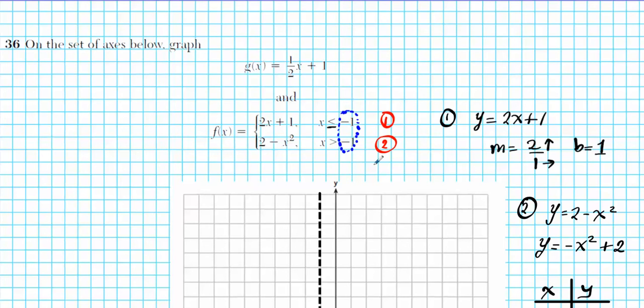So for the second one, let's make that in blue. For g of x, we're looking at y equals 1/2 x plus 1. The slope is 1 over 2, which means we're going to rise 1 and run 2. And your starting point is the y-intercept 1. There are no constraints, you have only one line for the entire domain for g of x.